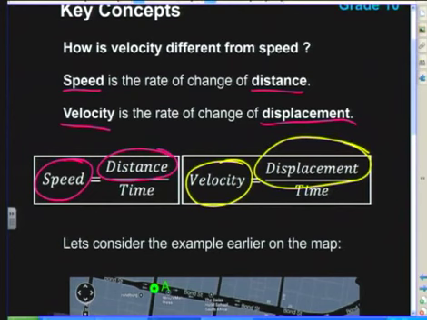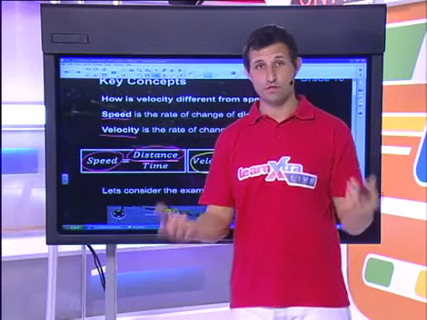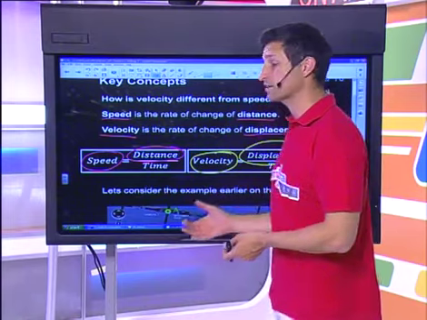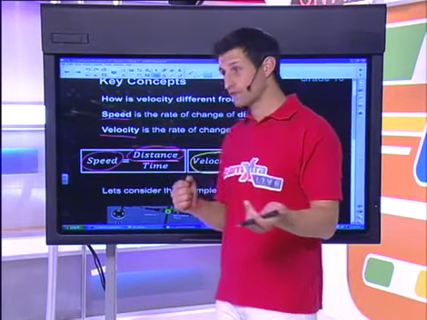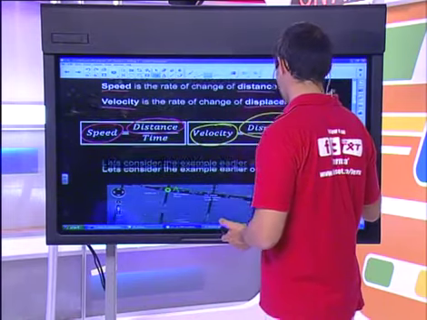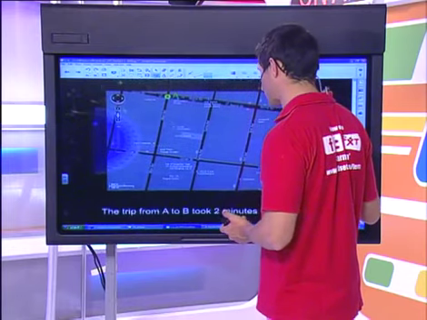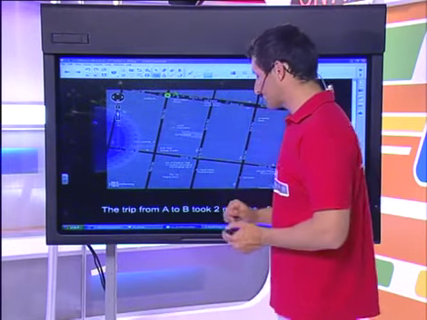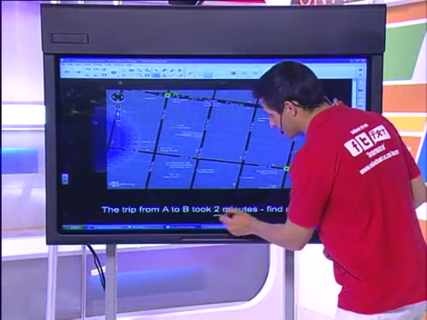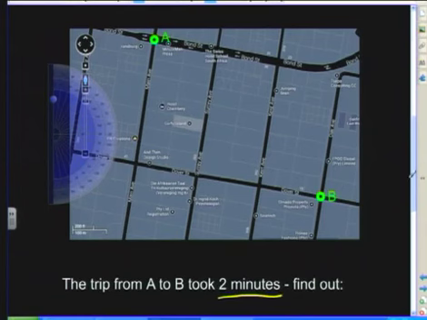So now what I'm going to do is use the example which we talked about earlier, and we're going to try and calculate what the speed was and what the velocity was. So I'm going to bring up a fresh map so we can scribble a little bit. Okay? And here's some information. It tells me that it took 2 minutes to get from position A, that's my starting point, to position B. Now let's just remind ourselves of some of the vectors involved here.